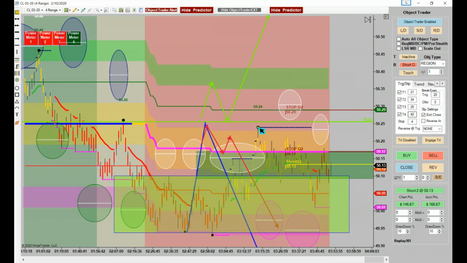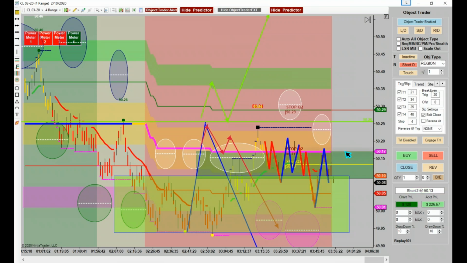Draw my lightning. Not wanting to draw my lightning. Oh, I know why. I'm on the wrong key. There we go. That is a swing. See it? It wicked it. If it'd take out that low, I'd go ahead and bring it to break even. We're good.